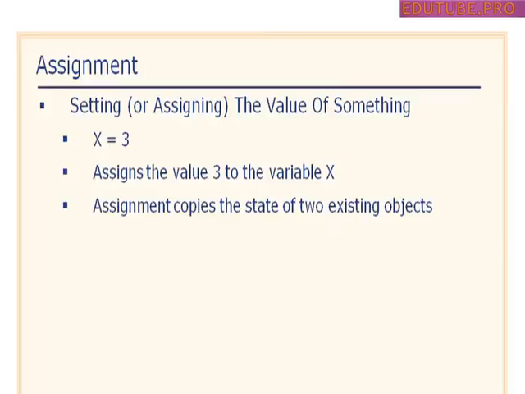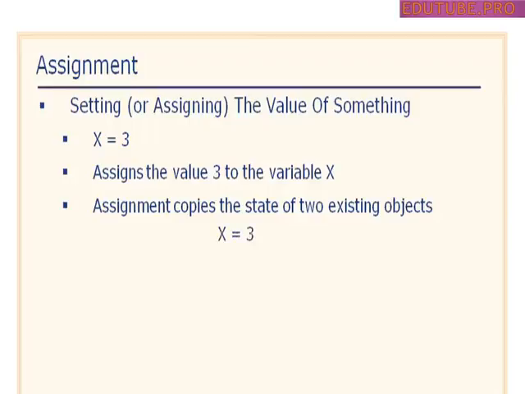Now, here's something you need to remember. Make sure you burn this into your brain. Assignment simply copies the state of two existing objects. We're going to make a copy of the state of one object, which is, in this instance, our integer 3, and we're going to copy the state of that, or the value 3, into this integer variable called x.